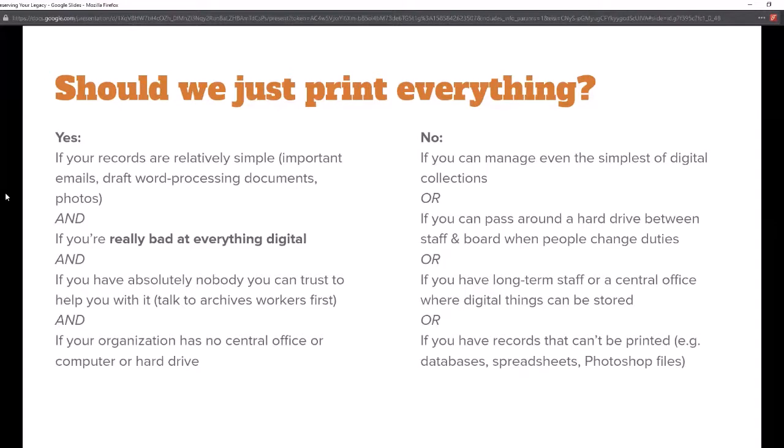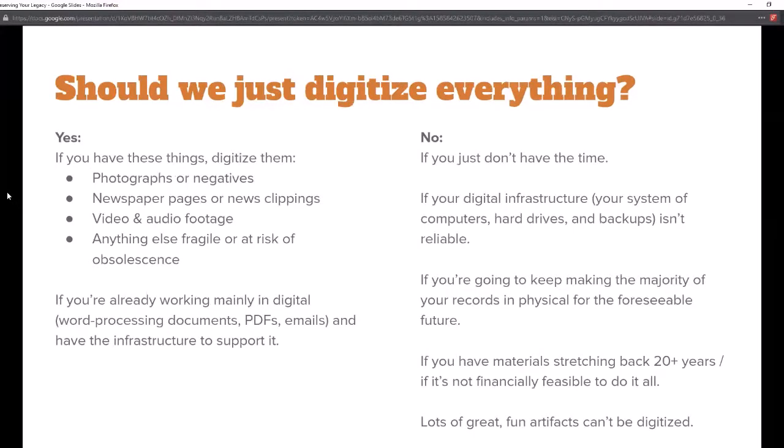Almost every other case, the answer is going to be no. If you can manage even the simplest of digital collections, if you can pass a hard drive around or 2 hard drives, if you have a centralized space where things can be stored so people can get at them, and if you have any complicated files at all, including spreadsheets or Photoshop files or anything like that, the answer is almost always no. Should we just digitize everything?